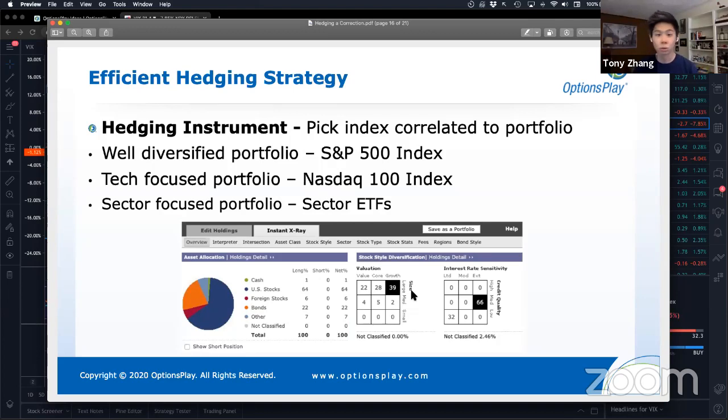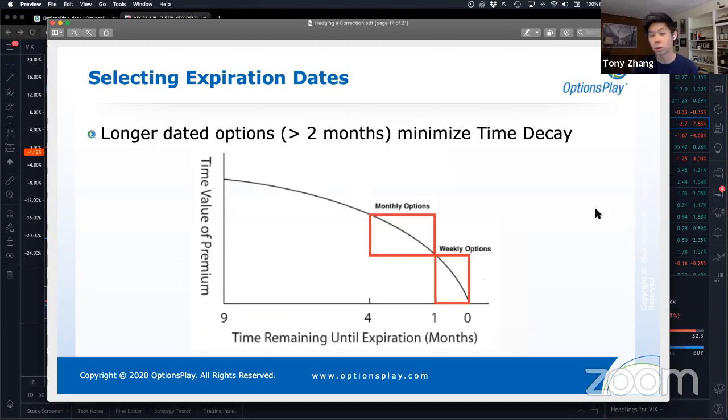So you generally want to use some kind of portfolio tool like this to get a sense for what your portfolio consists of, what sectors you have a focus on, and then picking an index that closely matches that. And then what you want to do is start thinking about expiration dates, okay?